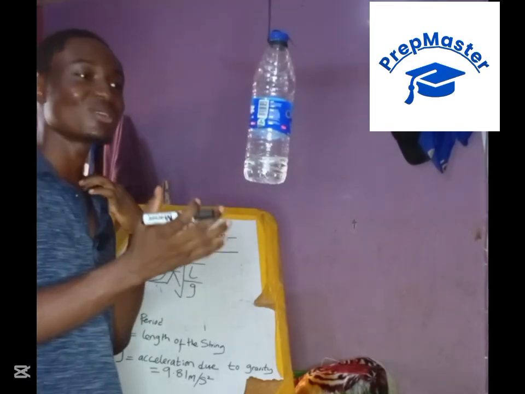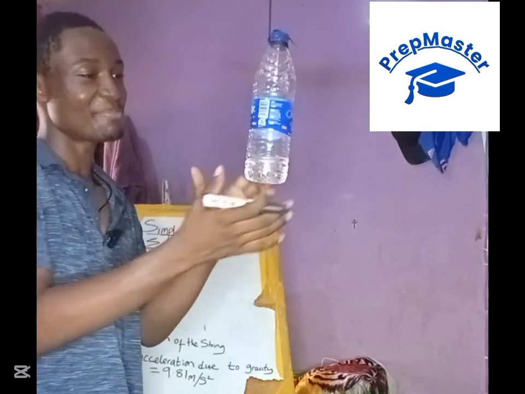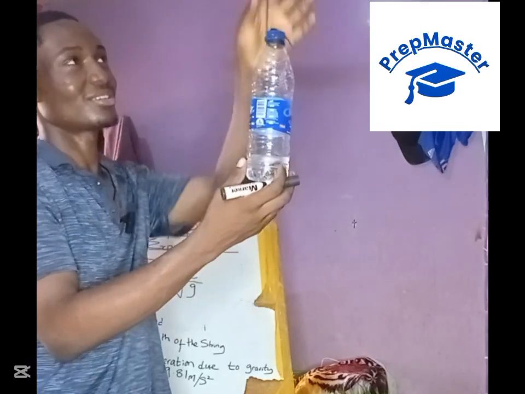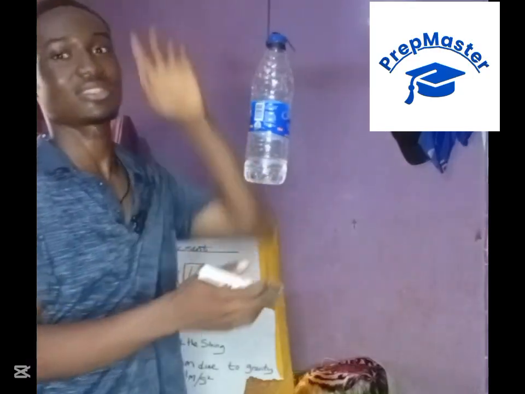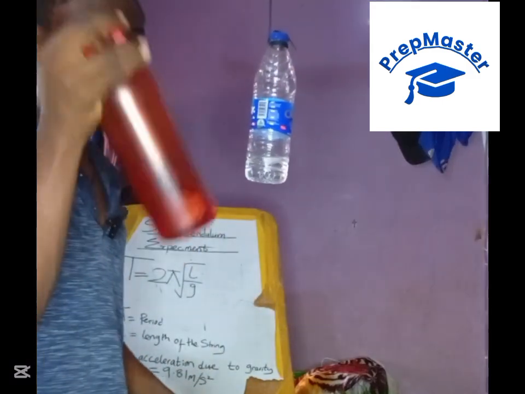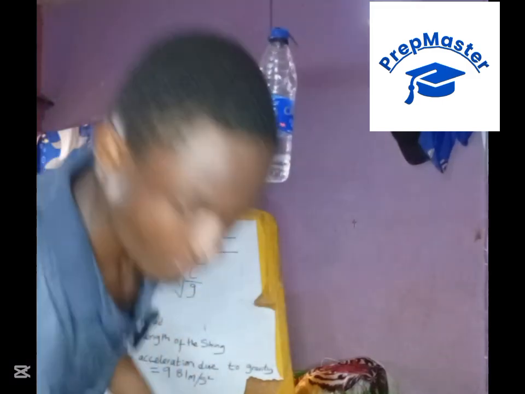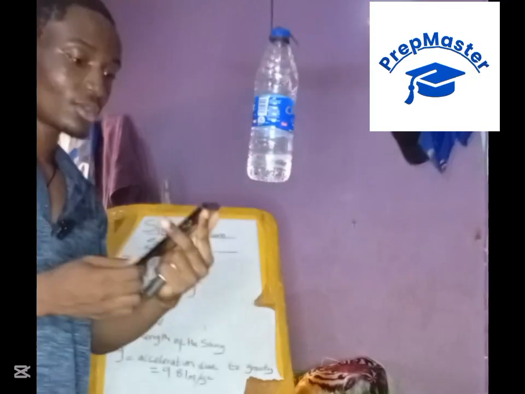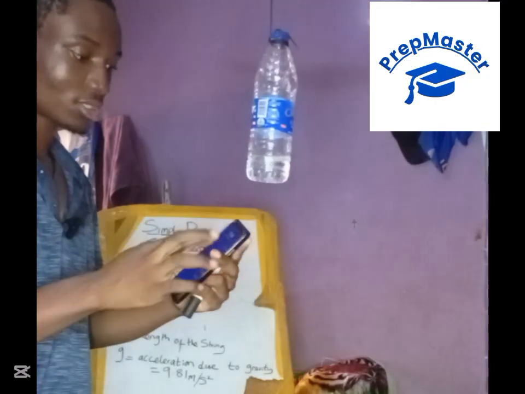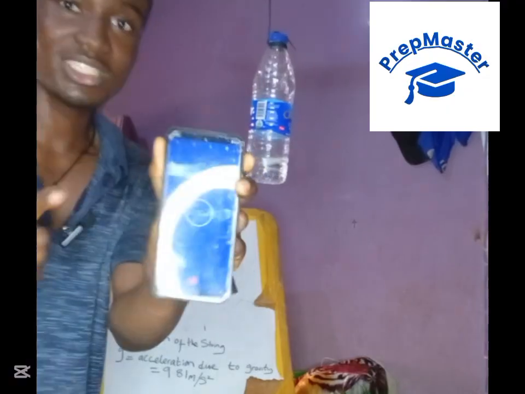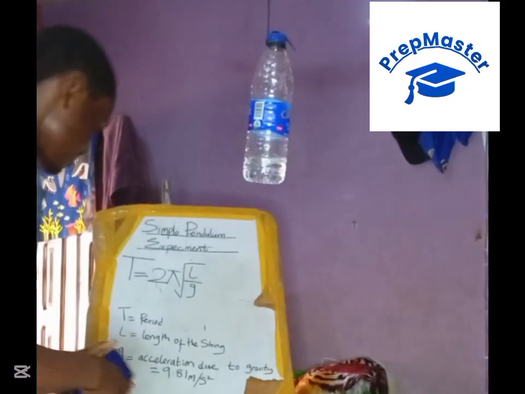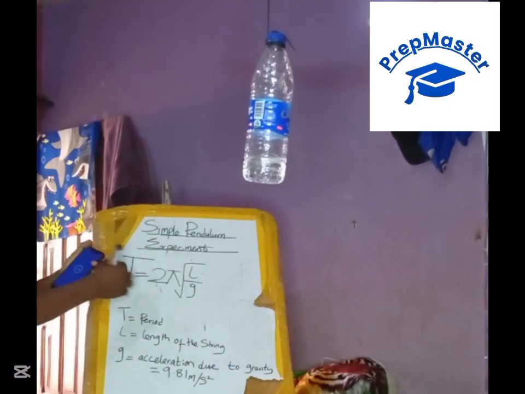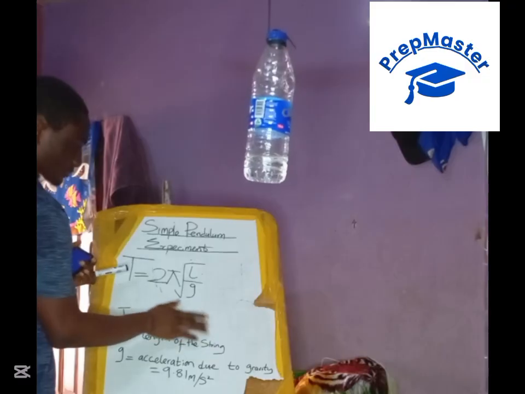First of all, we have our pendulum all set up. We have a bottle filled with water, connected to a string, and the string is connected to the ceiling. We also have a bottle of water so that we can refill the water whenever we need to. We also have our stopwatch. I have another phone here, which we'll be using as our stopwatch. And we have our board where we're going to take our readings.